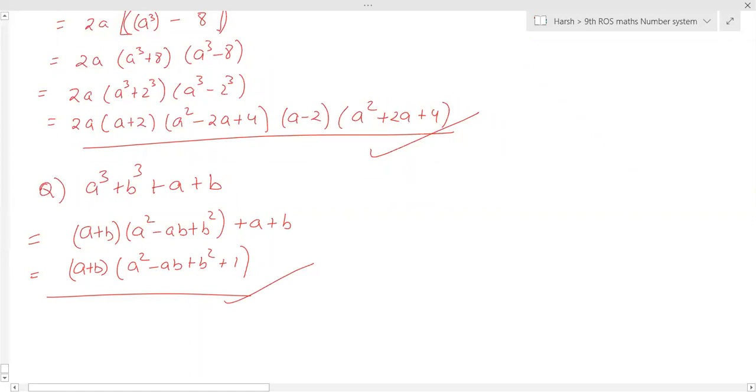Sir, can you please repeat the last step, sir? Last step, a plus b has been taken common. So a plus b is taken common. What is left out? This one plus 1, since a plus b has been taken common, 1 is left out. Yes, sir. Thank you.